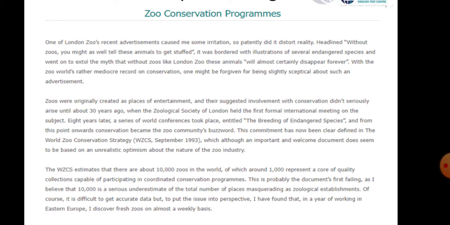Okay, and one of London Zoo's recent advertisements caused me some irritation. So patently distorted reality. So you just go through all these things. Now, I'll tell you, there is no need to read the entire paragraph. That will take much of your time. I've seen students making this mistake that whenever they get a reading for ELLT, they read the entire paragraphs and then they go for the answer. That means you have got only a few minutes for this, and there is no need to read the entire paragraphs.